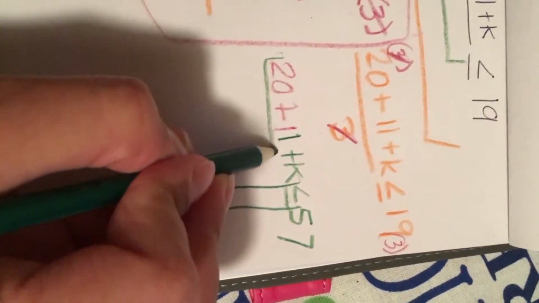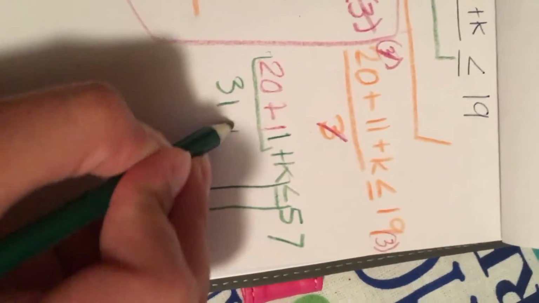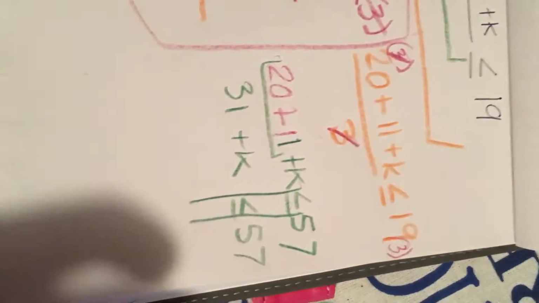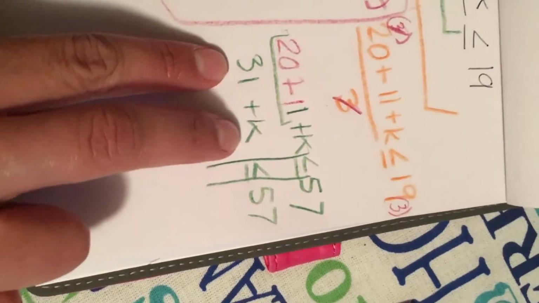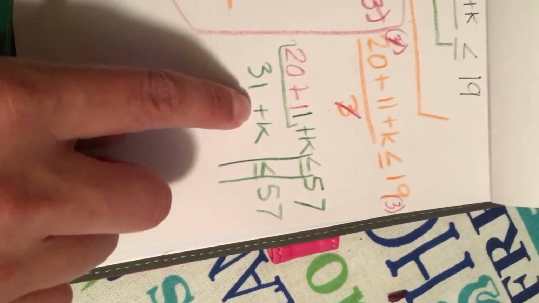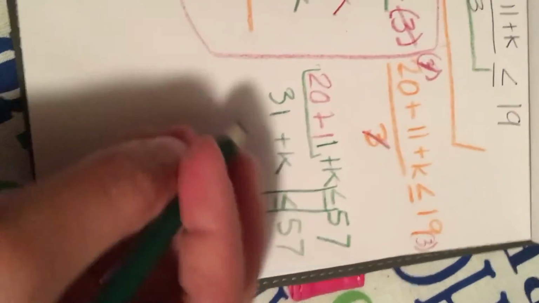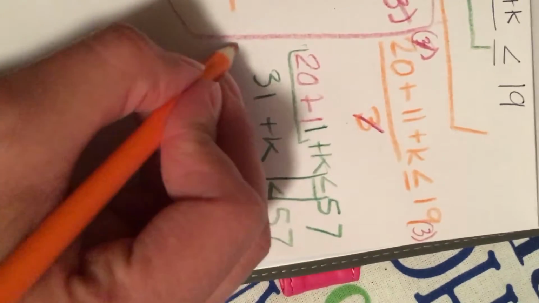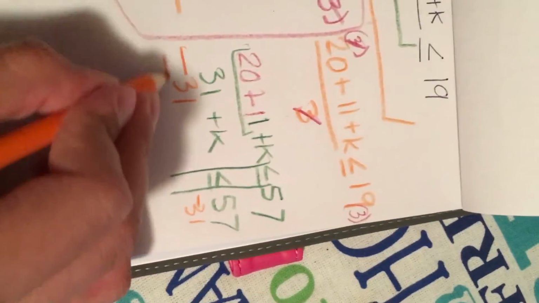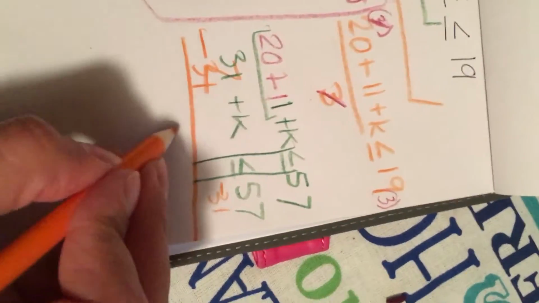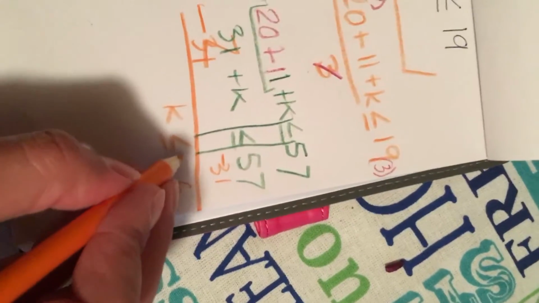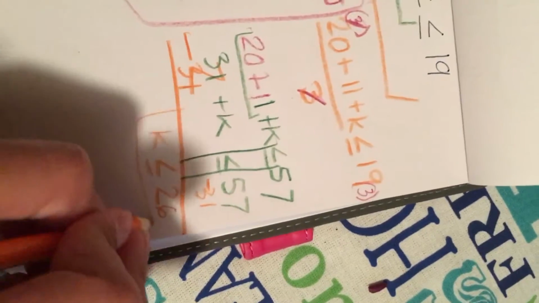These two can be combined because they're regular numbers. And then here, again, the k and the 31 are not together. There's a plus in between, so they're not being multiplied, they're being added. 31, no sign in front, so that means I can subtract it, and what I do to one side, I do to the other. So this zeros out. K is less than or equal to 26. So that's my other answer.